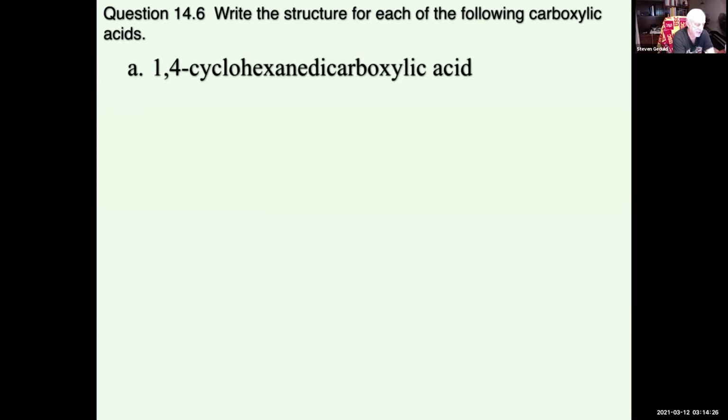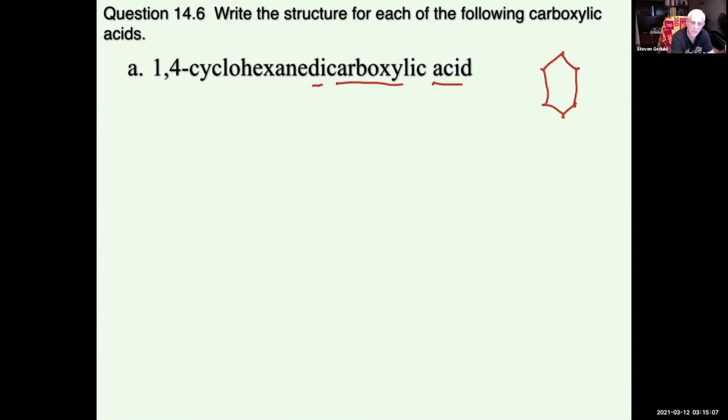1,4-cyclohexane dicarboxylic acid. That's a mouthful. Okay. So what did I tell you? You always work which way when you see an organic chemistry name? You work backwards, right? Okay. So dicarboxylic acid. There's two carboxylic acid groups. So there's going to be two COOH groups. It's going to be a cyclohexane, so it's going to be 6 carbons, 2, 3, 4, 5, 6 in a ring structure. And we're going to have 2 carboxylic acid groups.